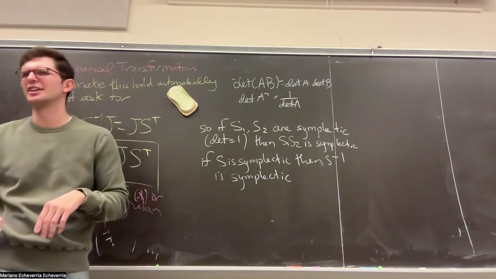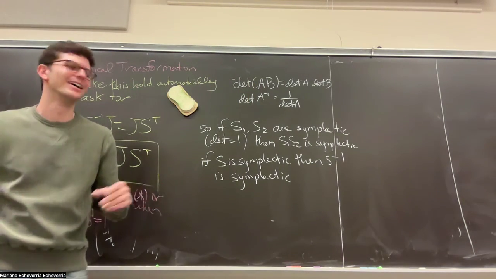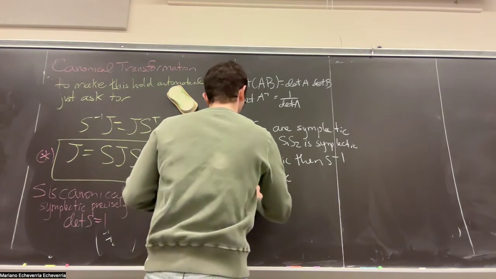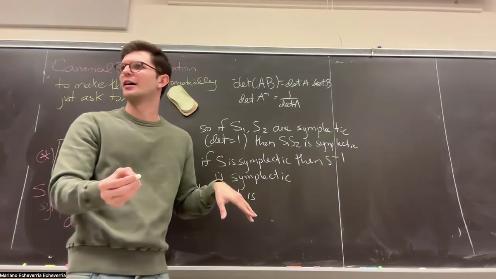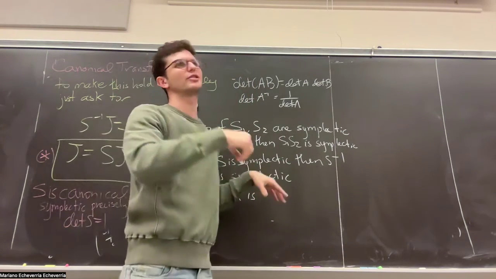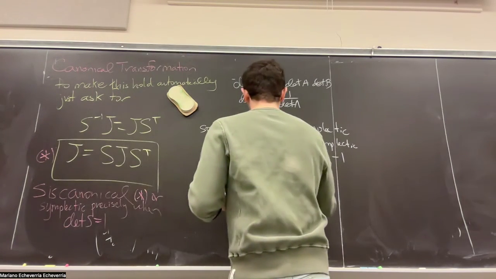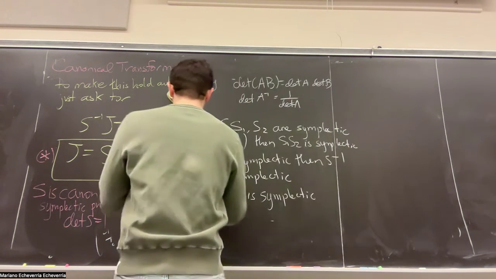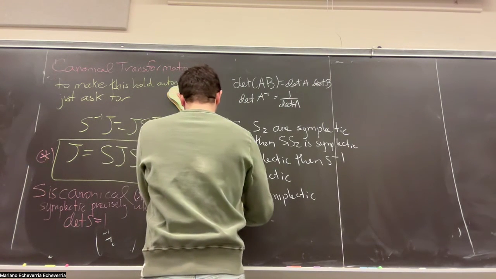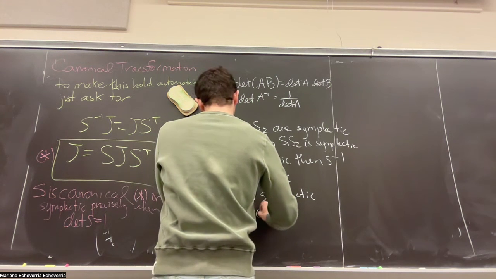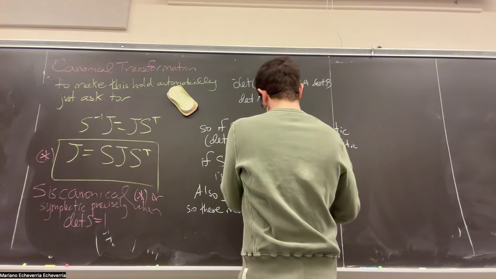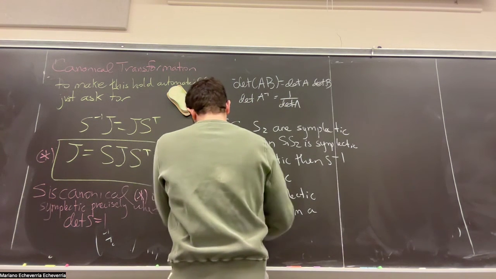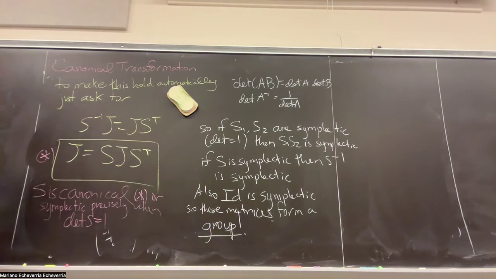And it's easy to check that the identity is symplectic, because it has determinant 1. So these form a group, if you have seen the definition of a group. This is called the symplectic group. So these matrices form a group. Okay.